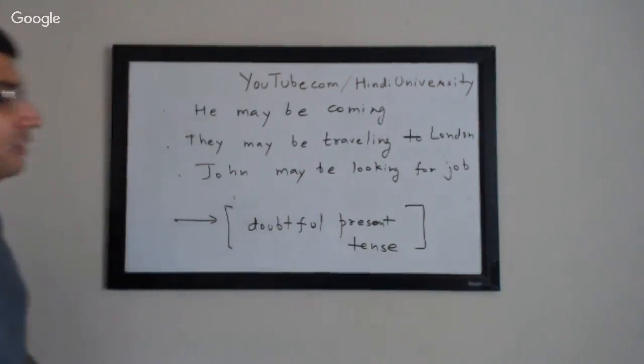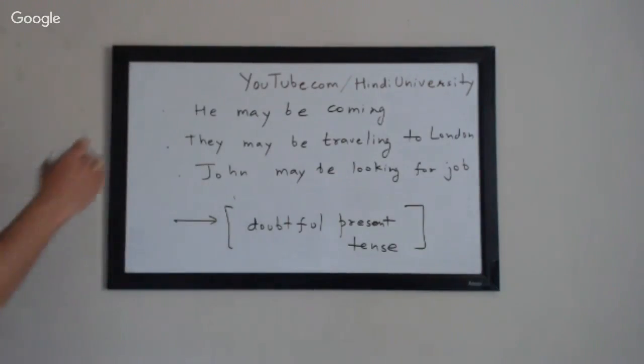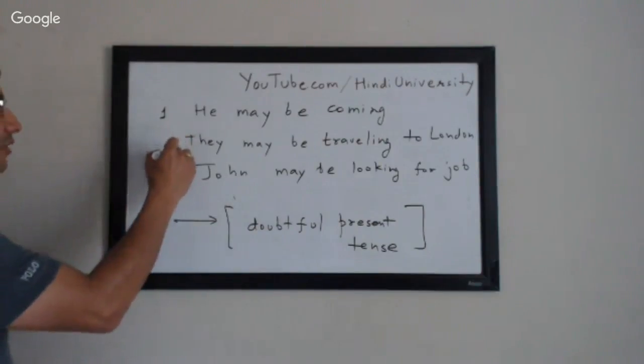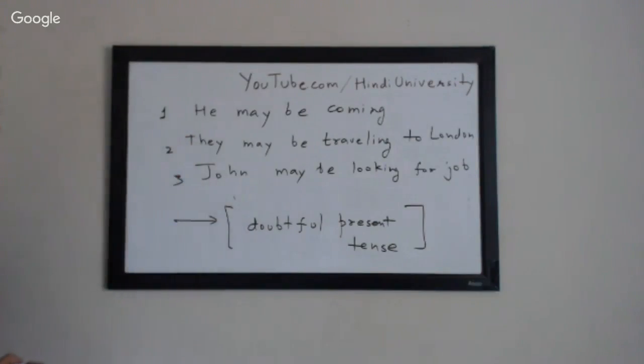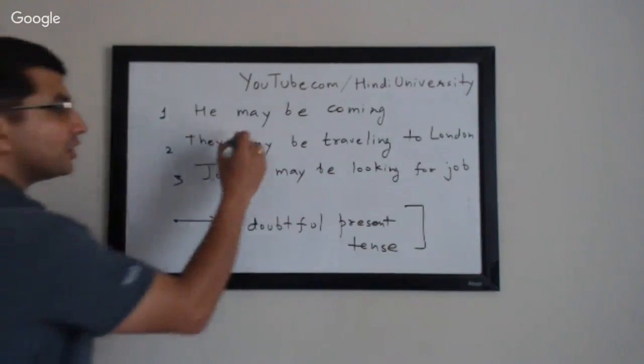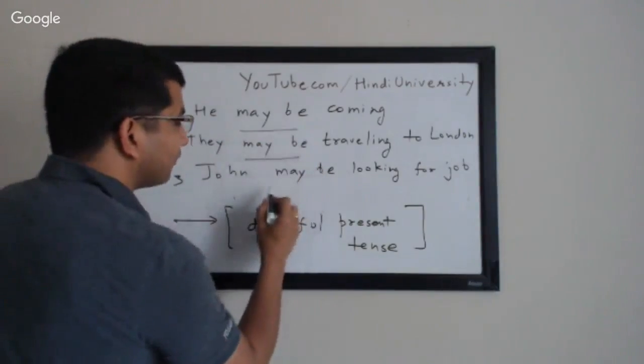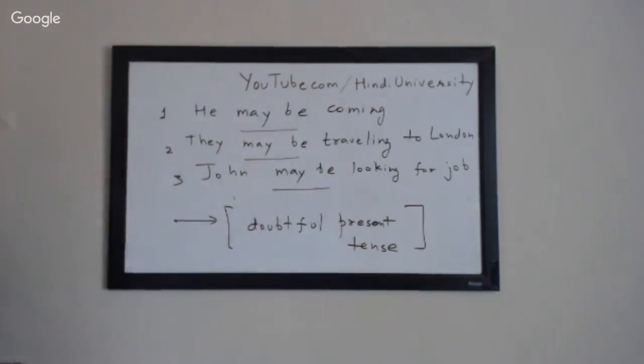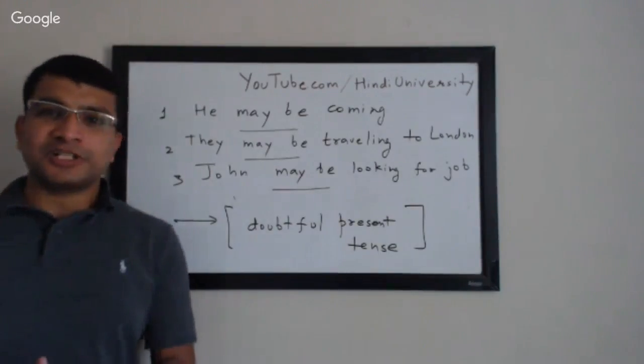Now all these three sentences that you see are all part of your doubtful present. And if you look at the commonality in all the sentences in English, they're using "may be" for all of them. And if you look at the English conjugation, in all of them the verb is ending with ing. Okay, now let me take a quick pause. Let me see how it works in other languages.